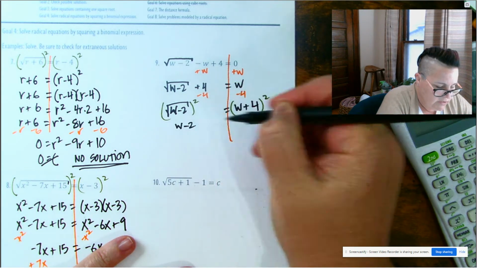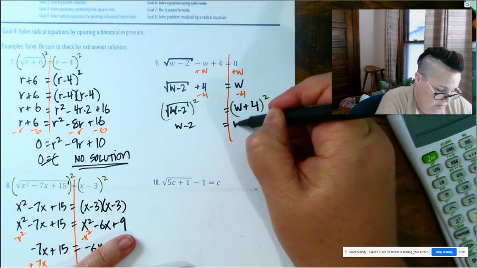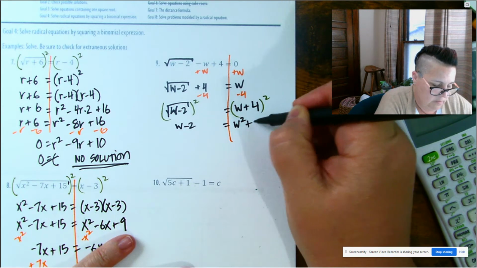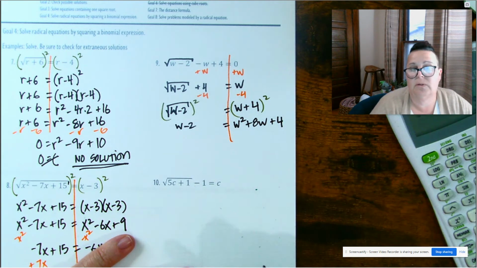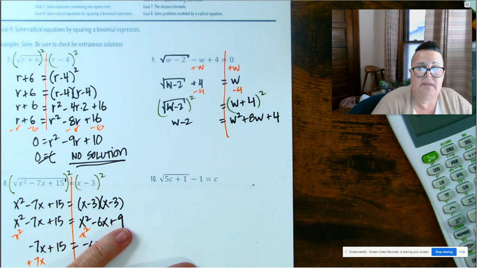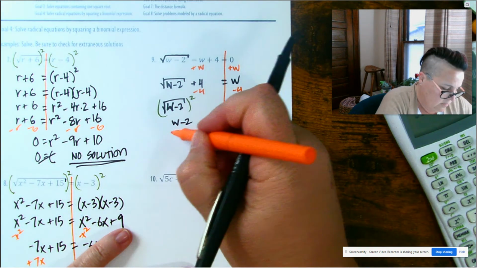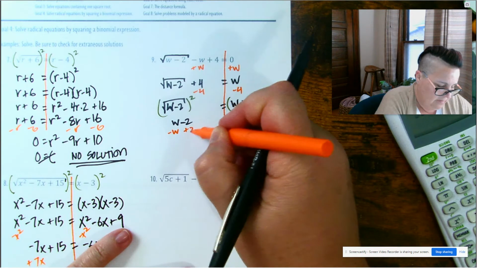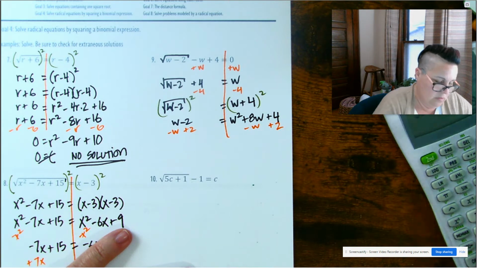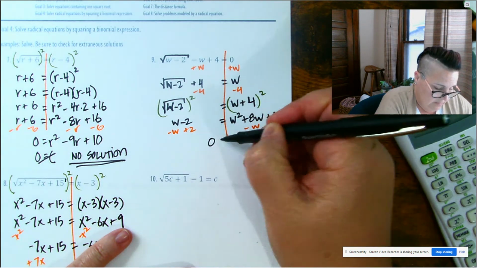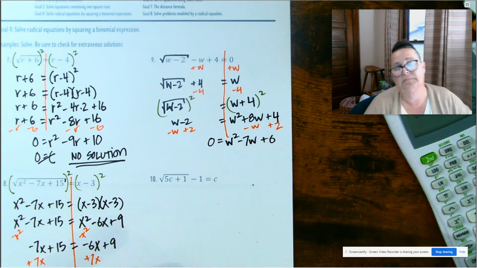So we have w minus 2 is equal to, well, this is going to be a square, multiply double, so plus 8w, and then square the last one. Square, multiply double, square. Now I want to see if this will work. Maybe it will, maybe it won't. So I'm going to minus a w, and I'm going to add the 2 because I want to zero this side out. You can do that in 2 steps. So we have 0 is w squared minus 7w plus 6.